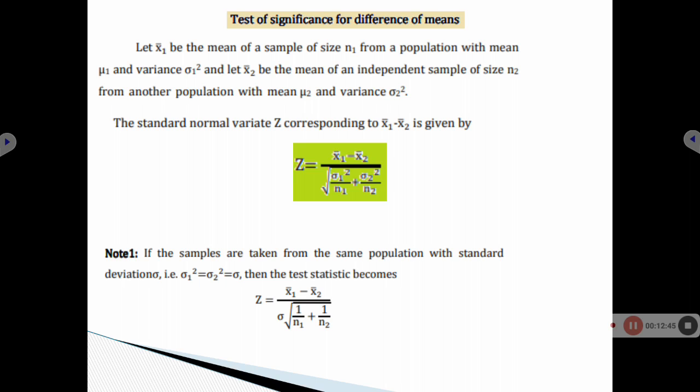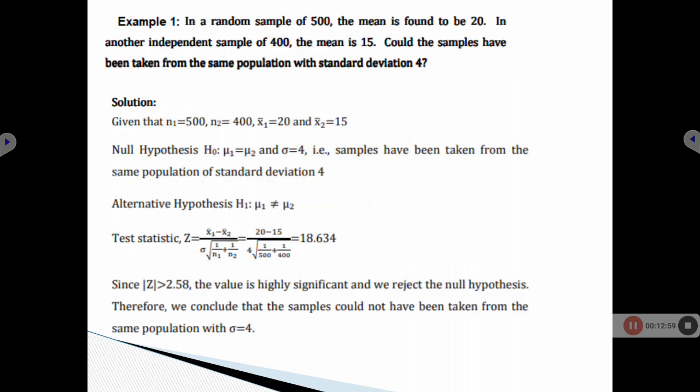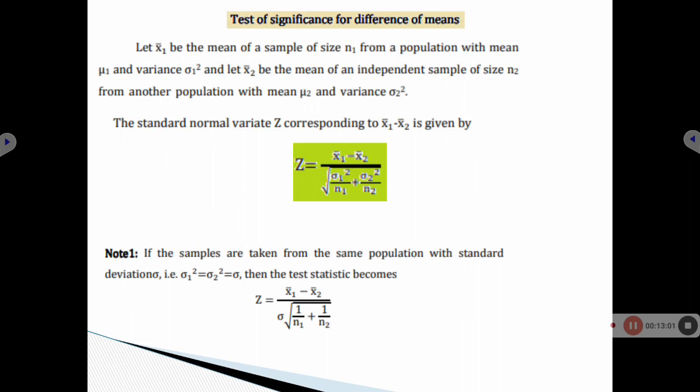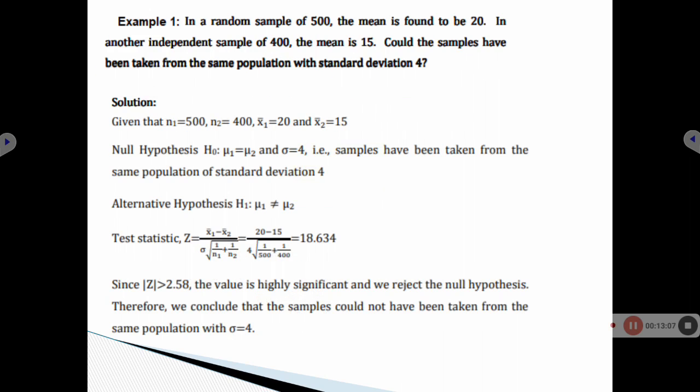Then the test statistic becomes z is equal to x1 bar minus x2 bar divided by sigma into root of 1 by n1 plus 1 by n2, or x1 bar minus x2 bar divided by root of sigma square by n1 plus sigma square by n2. Now we will see some problems under test of significance of difference of mean.